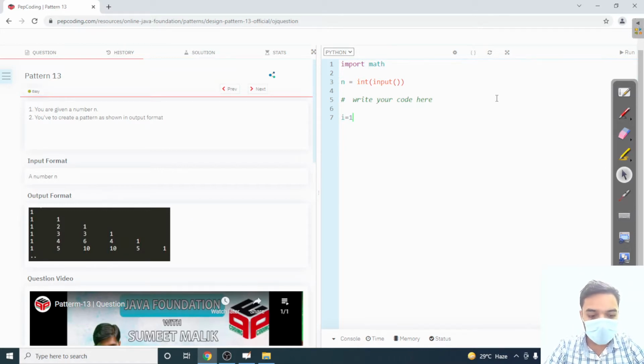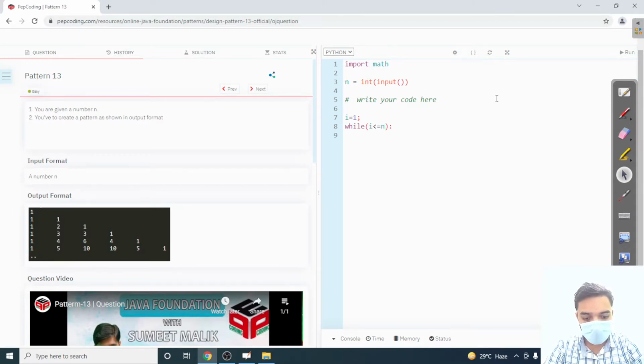What I have to do is take rows and columns. I have initialized my row with i equals 1, and we have to run two while loops, both till n. Then let's increase it first. After this, my next loop is for columns, j equals 1, till j less than or equal to i.